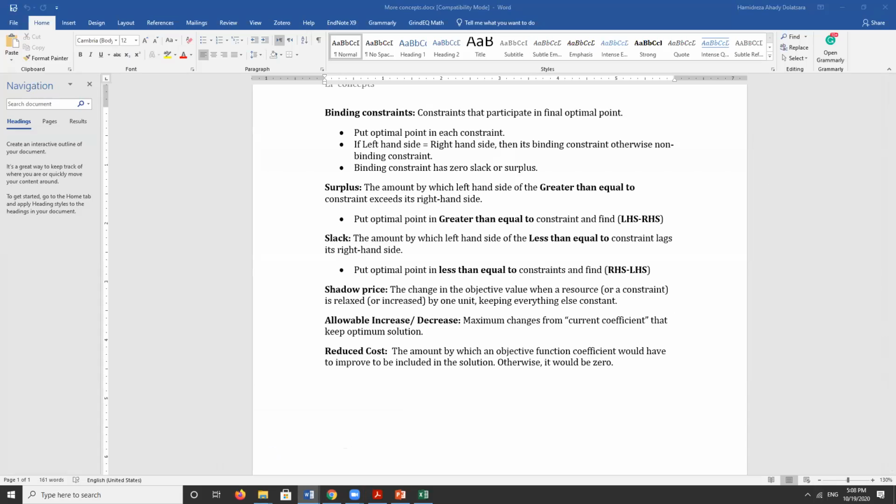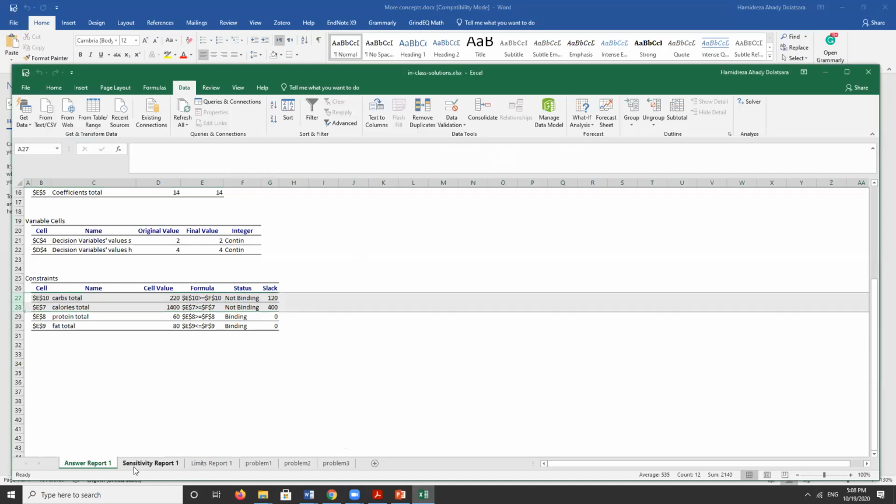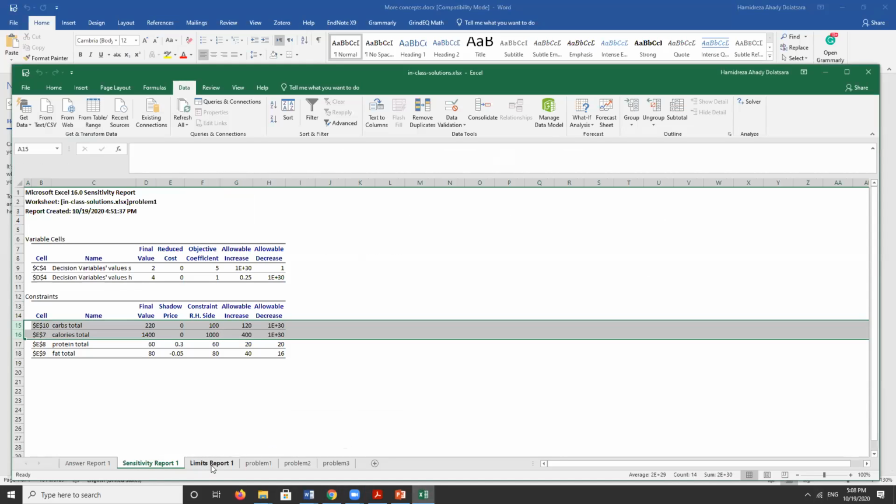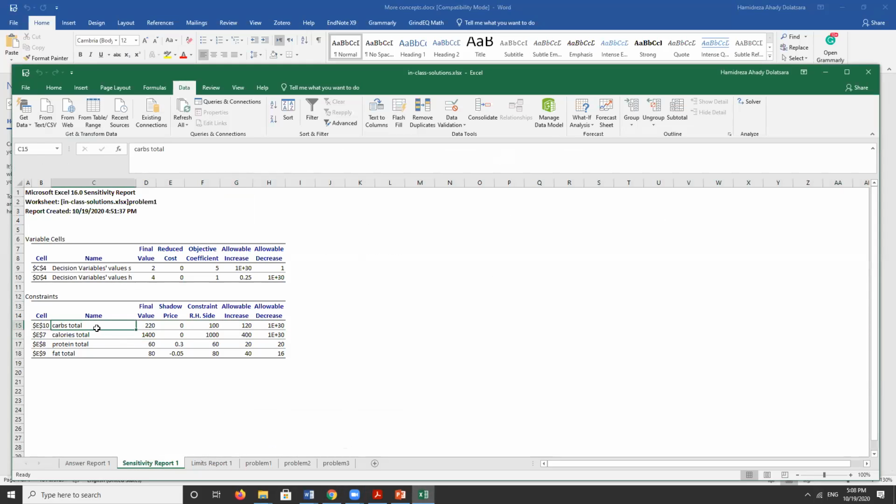So look at here. This is about my constraint. It's just saying how much I can change my constraints, either increasing or decreasing, without changing my optimal solution.